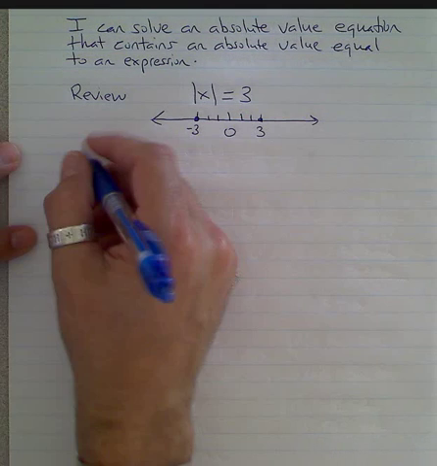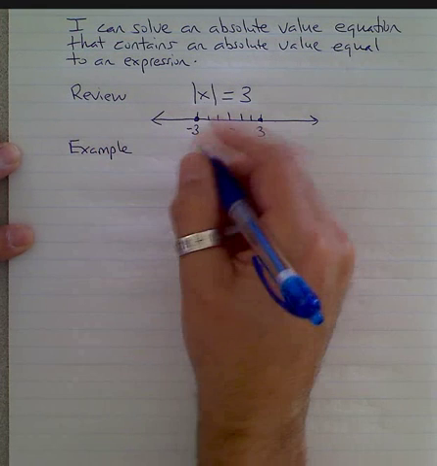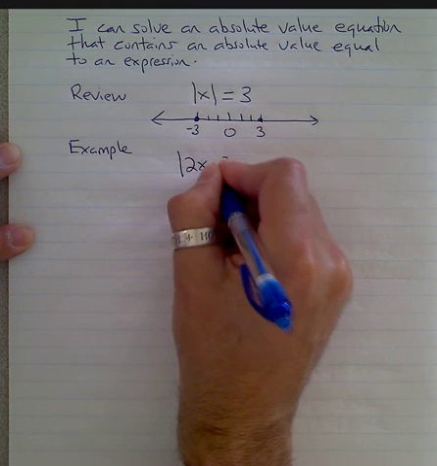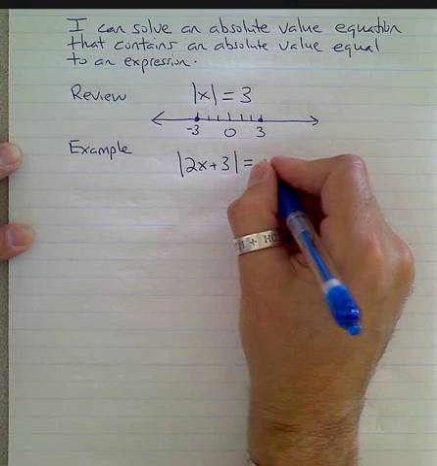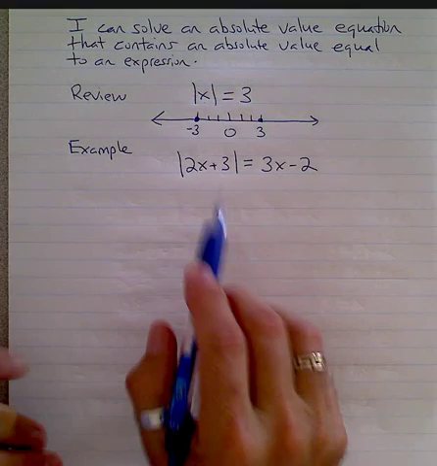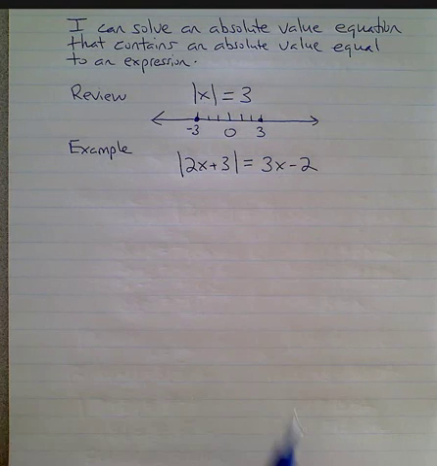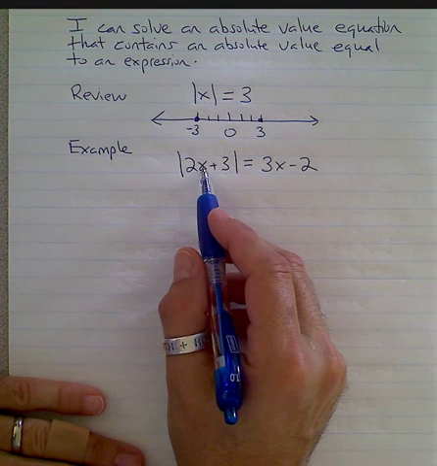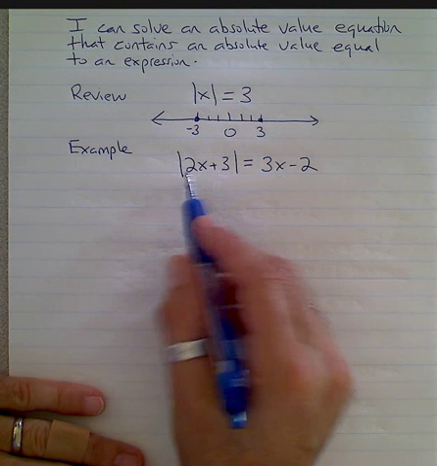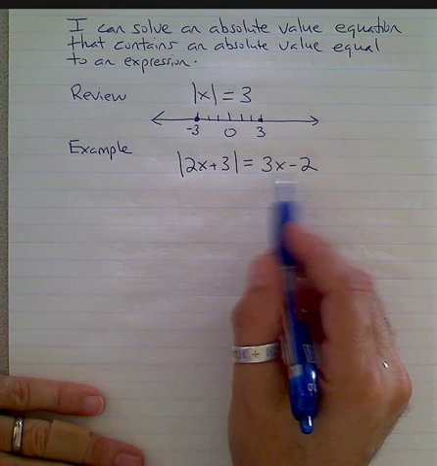Considering the equation in the learning target, they are asking us when you have an absolute value equal to an expression like 3x minus 2. Conceptually, we're asking the same question as the problem in the review. What is a value of x so that when we get this value inside the absolute value bars, it will be this distance from 0.